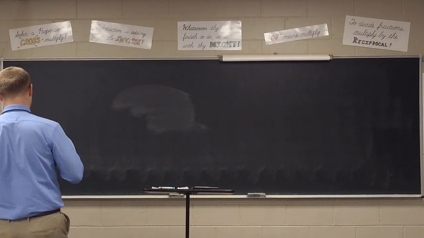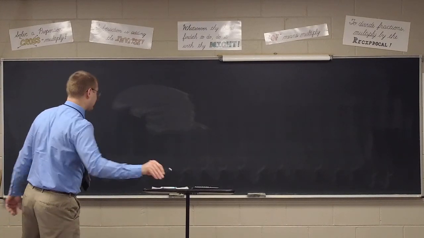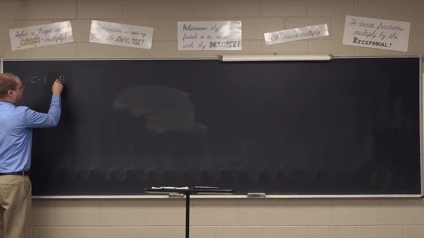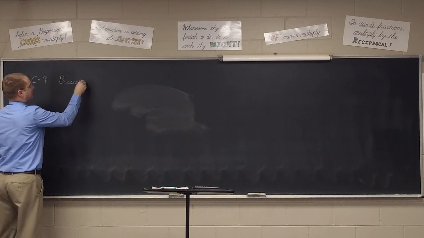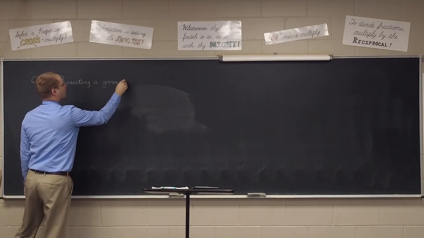Construction section of your notebook. Construction number 9. Bisecting a given arc. Construction number 9 is to bisect a given arc. So at the top of the new sheet of paper in the construction section, write construction 9, and at the top of the page, also write bisecting a given arc.